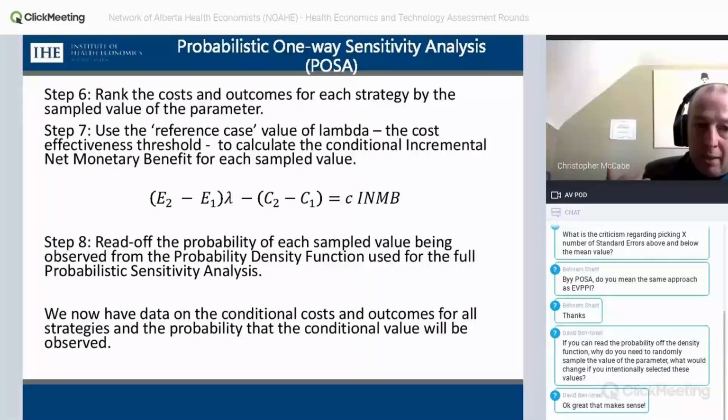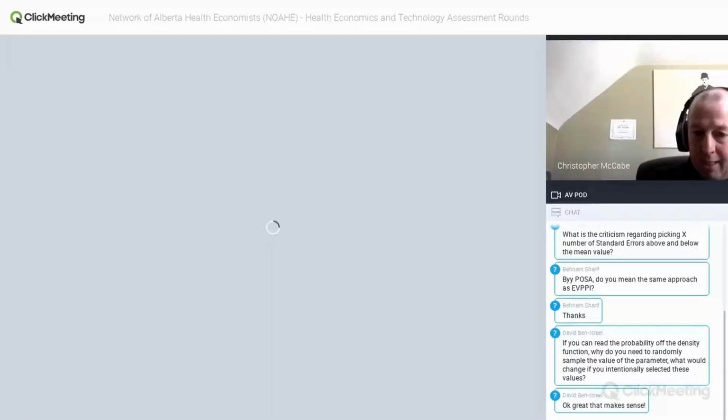So then we add in the probability data from the PDF, and at that point we have the data that will allow us to describe the probability that a net benefit that would change the decision could be observed, the probability that it will be observed, and what that value is, and we can plot that in a really accessible way.